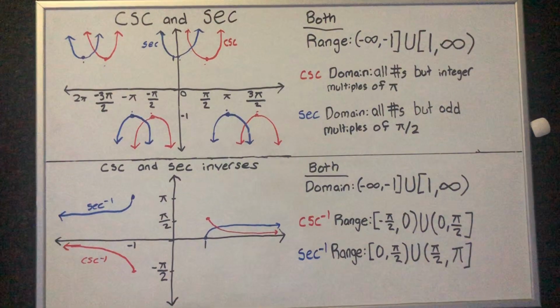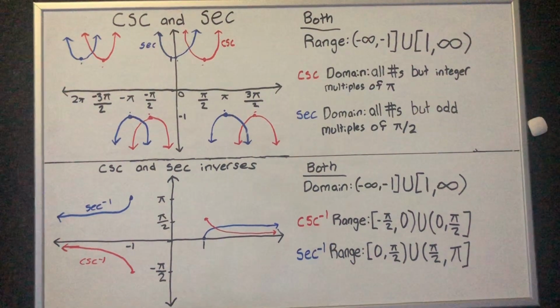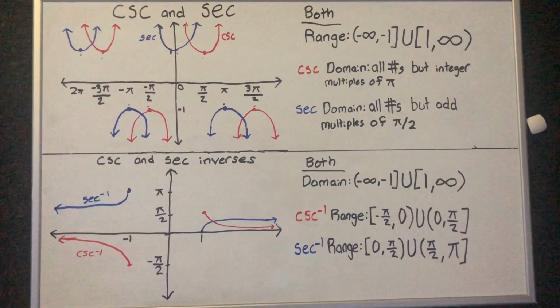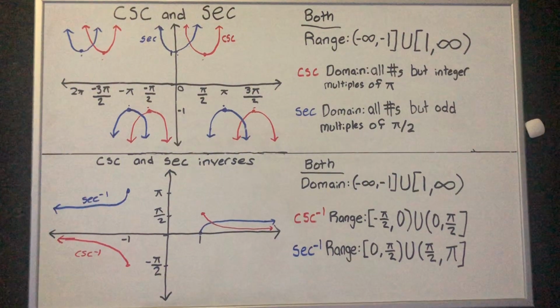For the cosecant and secant inverse graphs, it gets a little more complicated, but you can still tell which is which by knowing that the secant graph has an x-intercept while the cosecant graph doesn't. These inverse graphs share the same domain of all numbers less than or equal to negative 1, union all numbers greater than or equal to 1.